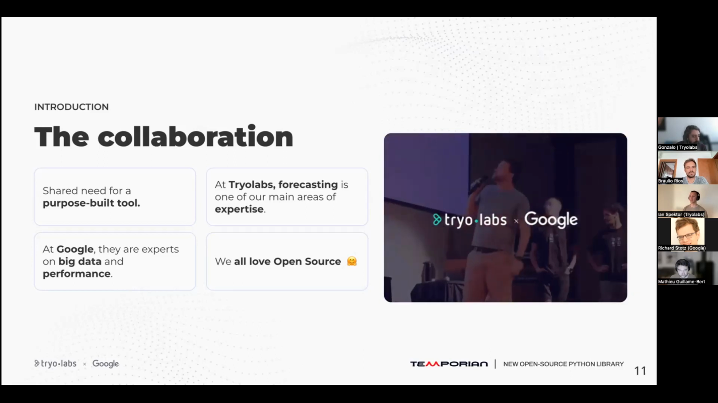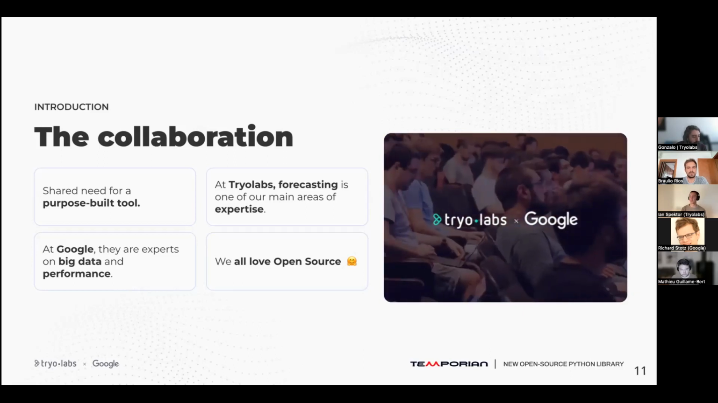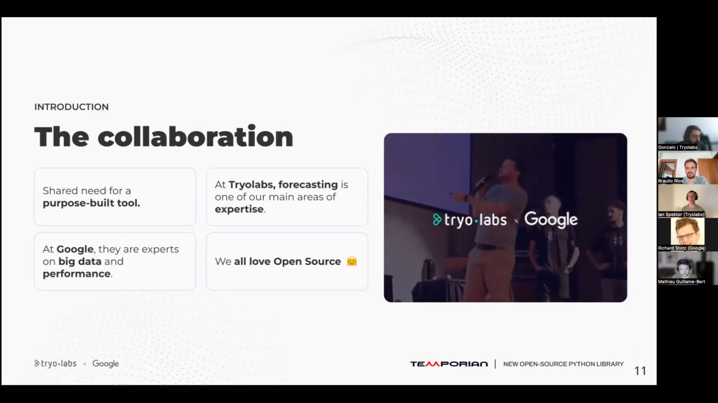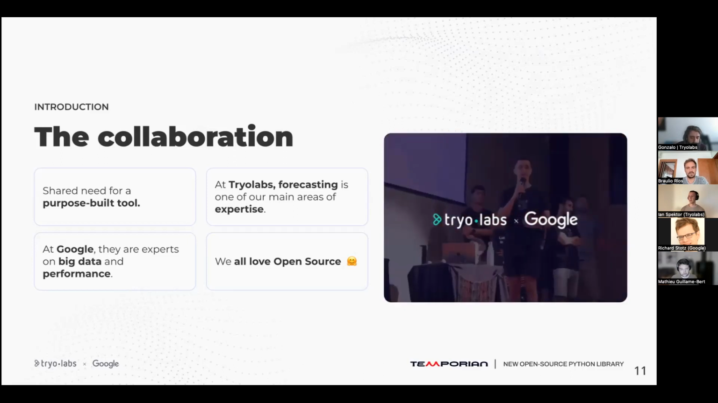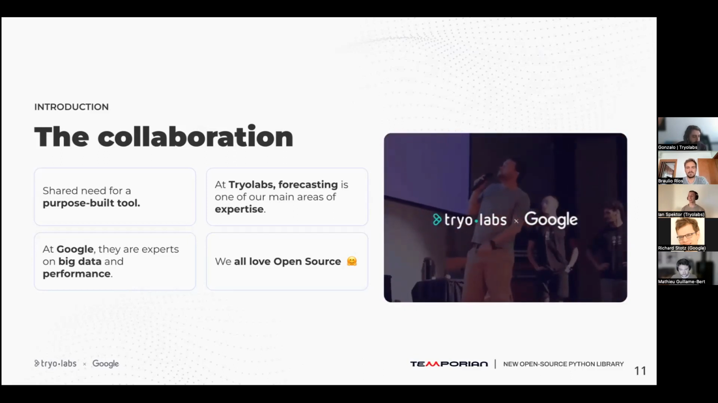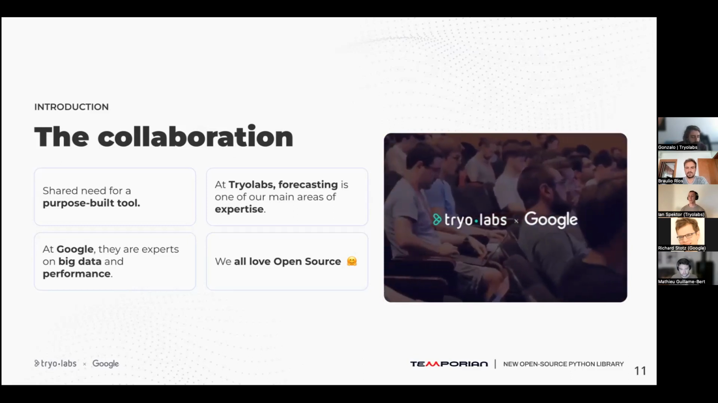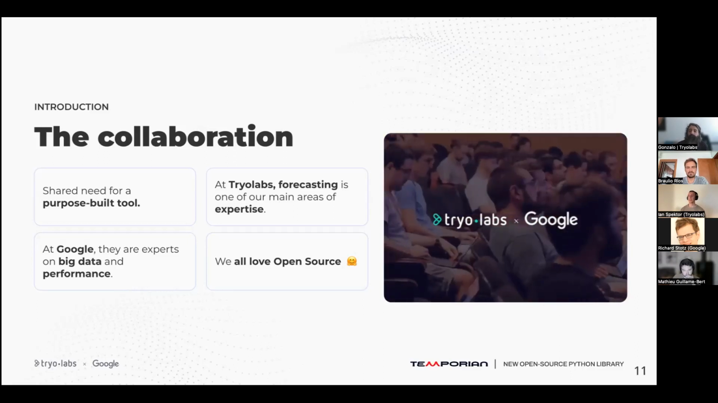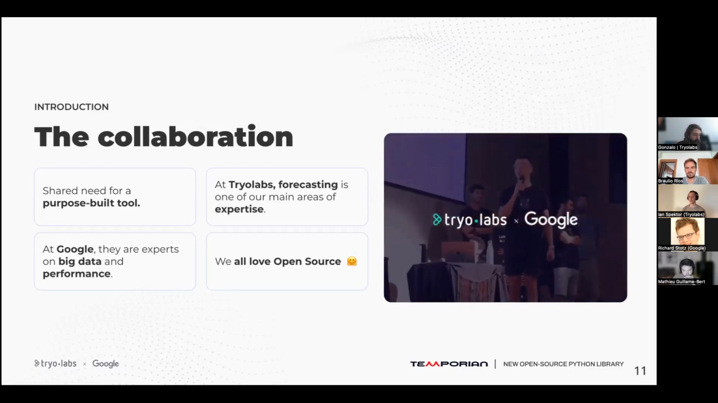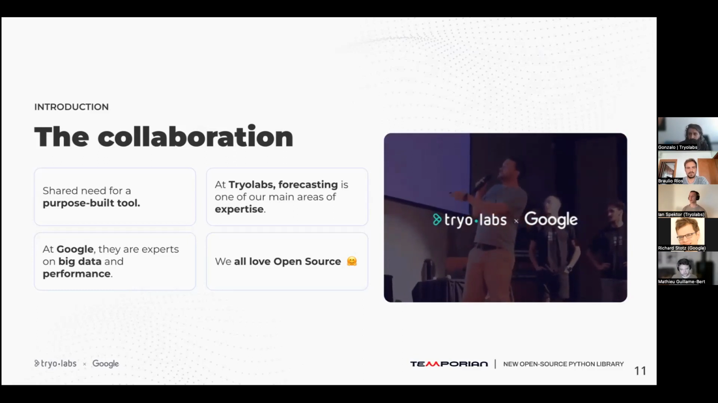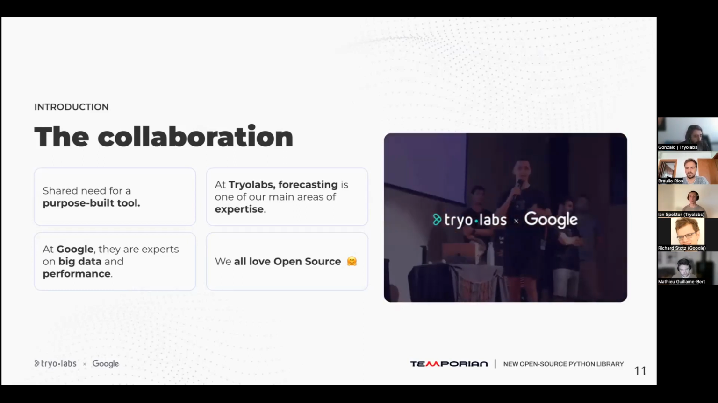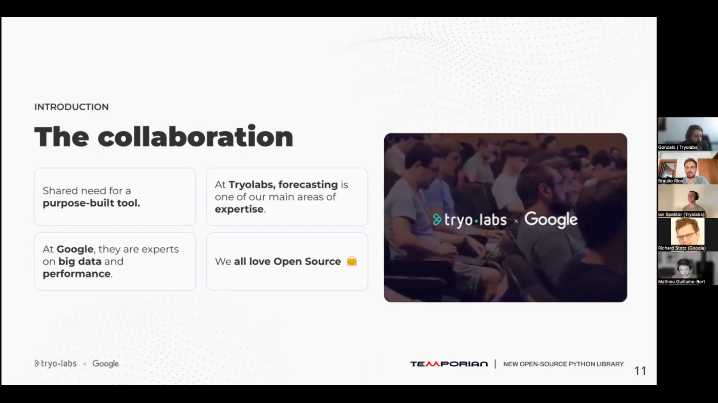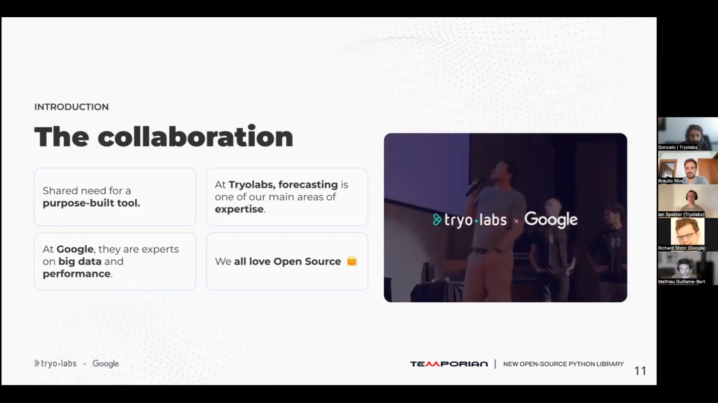And we wanted this tool to be useful for both short data science projects, but also for processing terabytes and terabytes of data at scale in real time, like Google needs. On top of this, we realized that teaming up made a lot of sense, since Google has a lot of expertise working with tons of data very efficiently. And at TrioLabs, forecasting is one of our main areas of expertise, and we know to the bone the issues that come up when working with temporal data. On top of that, we all love open source, as I mentioned. So it makes sense to create Temporian together.